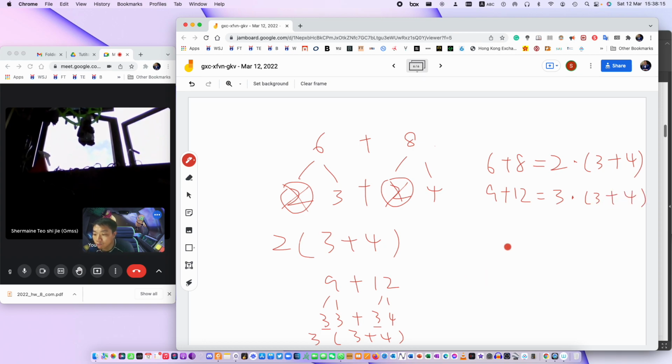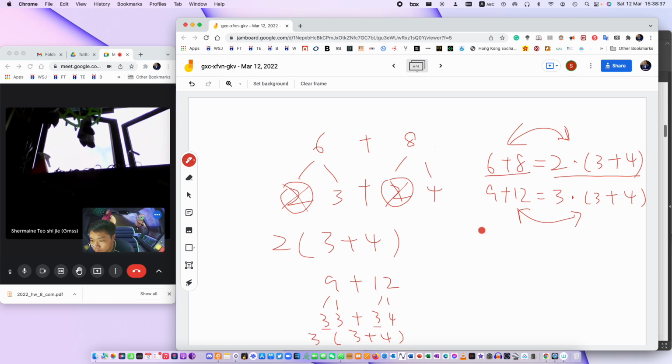Okay, good. So now, this basically, 6 plus 8 and this one, they are interchangeable. And this one, 9 plus 12 and the 3 times bracket 3 plus 4, they are interchangeable. Interchangeable means you can use either one. They are the same. Okay?